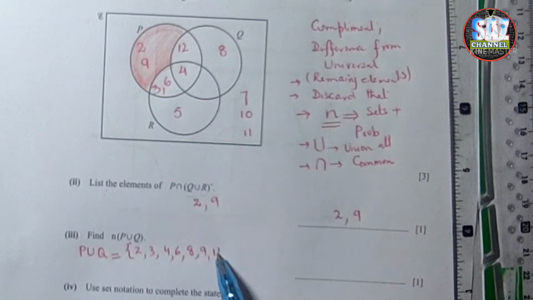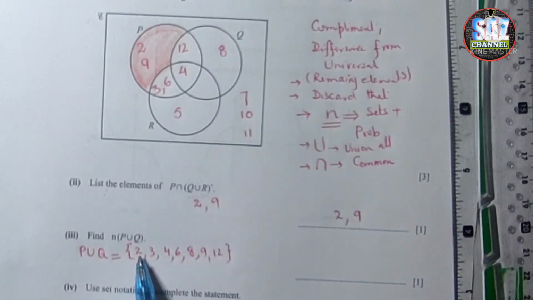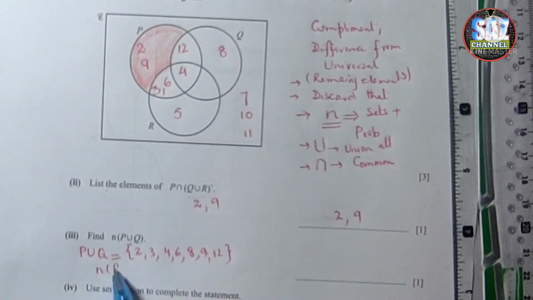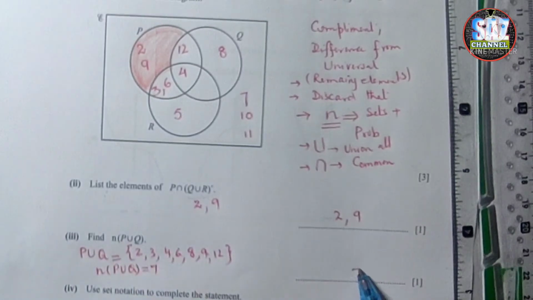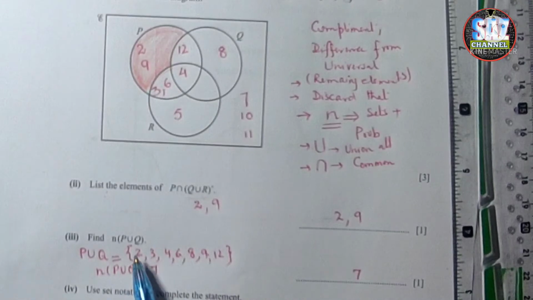9 and 12. Okay, now count: 1, 2, 3, 4, 5, 6 and 7. The number of elements of P union Q equals 7, so I have to state 7 here. Be careful, students. Do not write this answer in the form of a set. You will be losing your marks here.